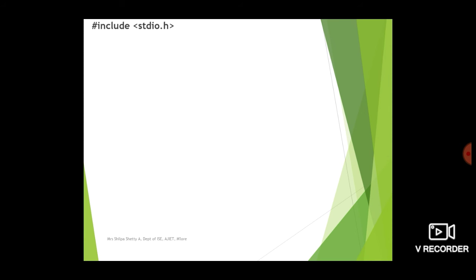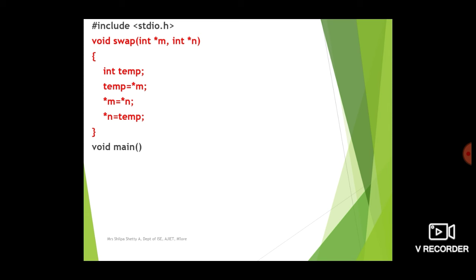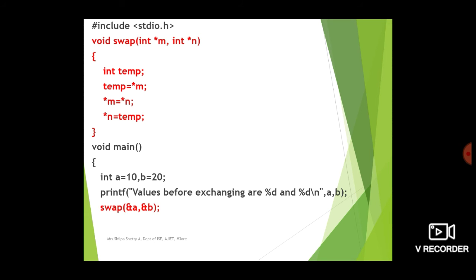So now let us see a program here. #include <stdio.h>, void swap(int *m, int *n). So here is the program. Let me just go to the program here. Okay, so here is the program.